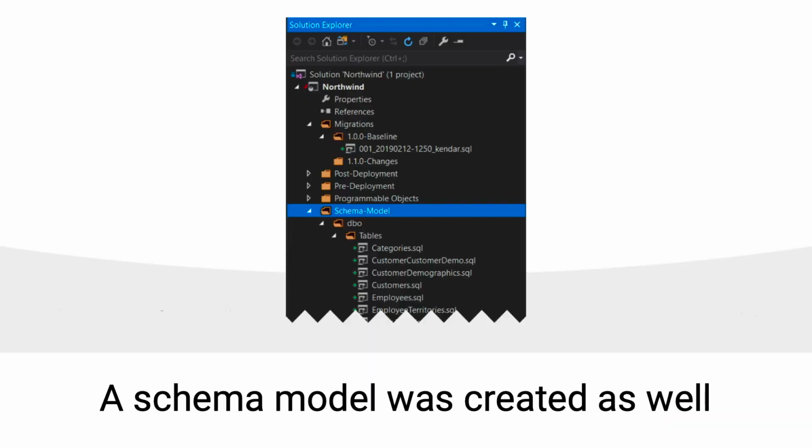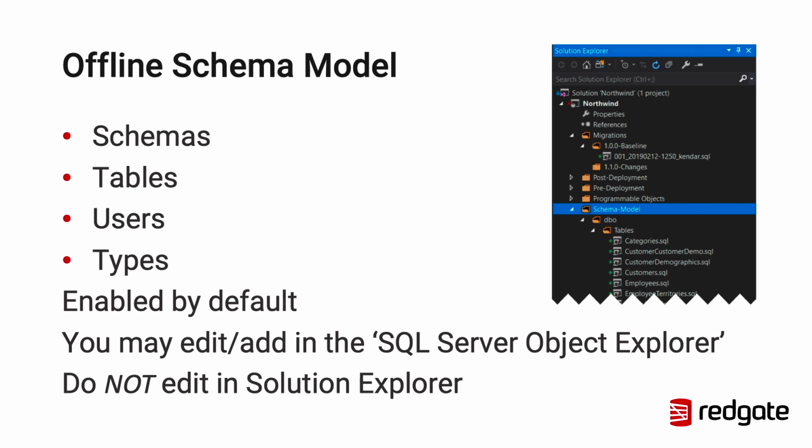Now, schema model is not the same objects as programmable objects. It's different objects. It's things like tables. Not just tables, but also schemas. Our tables are all organized by their schema. You can see in this screenshot, DBO has its own little folder. We've got users, we've got types in there as well.